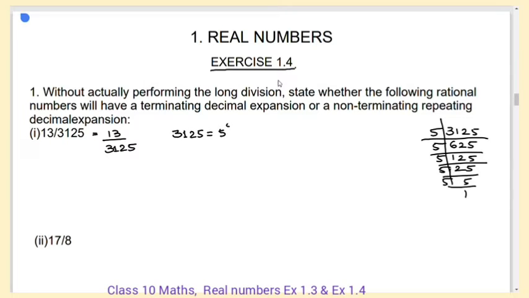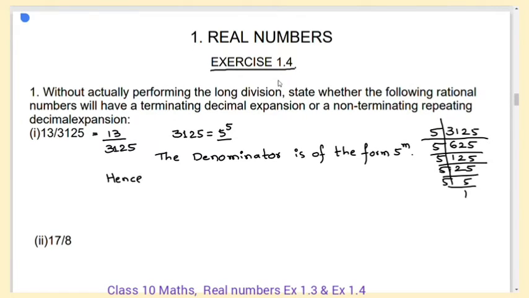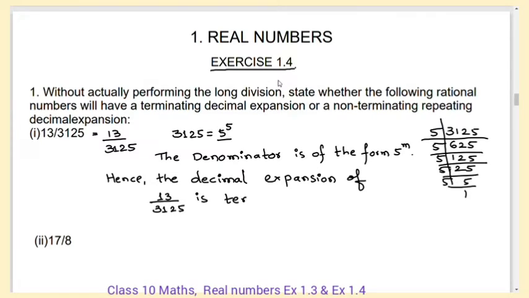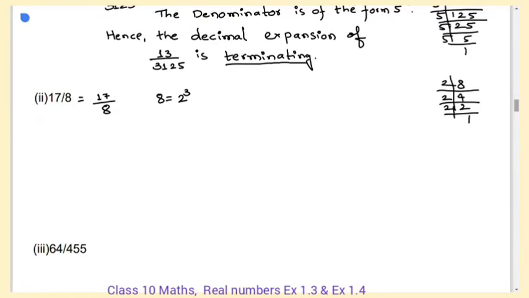Here 3125, do the prime factorization method. Here you got 5 times 5. So the denominator is of the form 5 raised to m. Hence, here the decimal expansion of 13 by 3125 is terminating, because either you should get a 2 or 5. So here we have got a 5. So it is terminating.